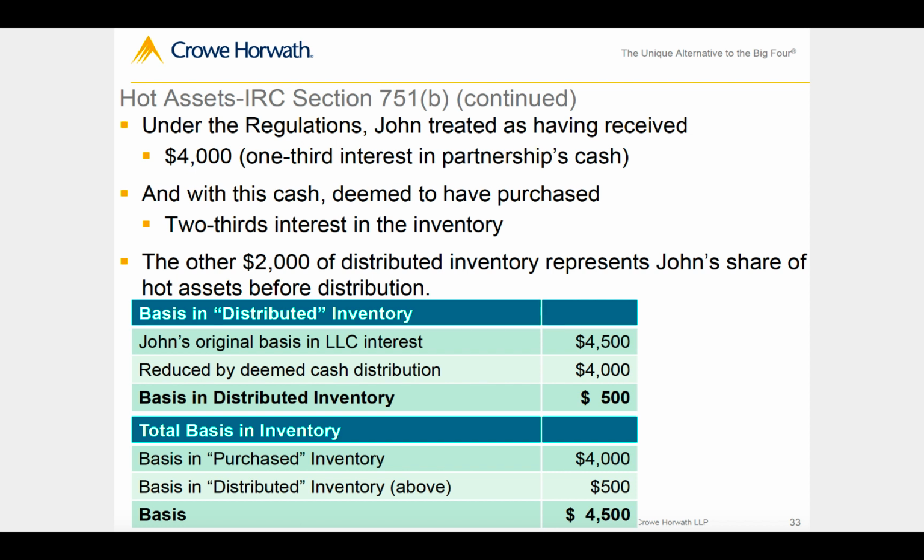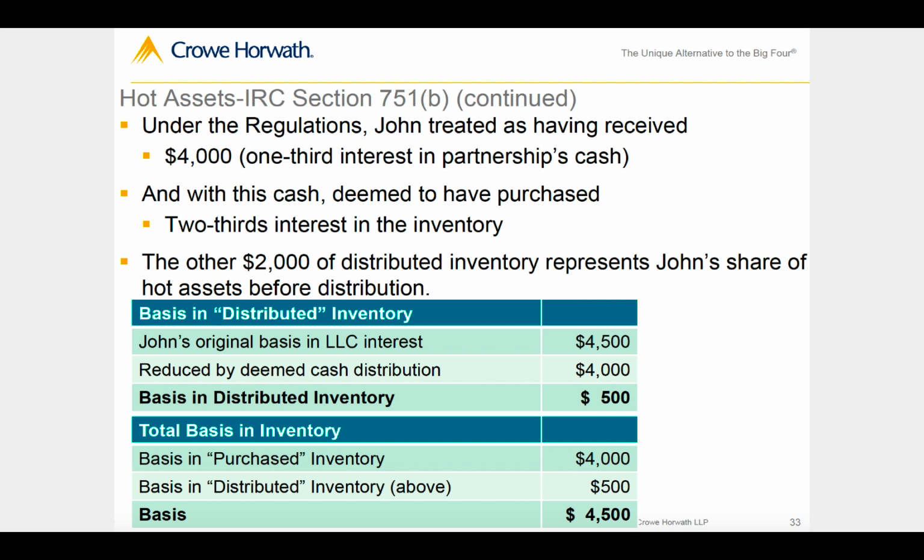It can be an LLC. Right now we're going to just say it's a plain partnership. John's original basis in his partnership interest is $4,500. It's going to be reduced by his deemed cash distribution of $4,000. So his basis after that is $500. That's going to be his basis in the inventory.